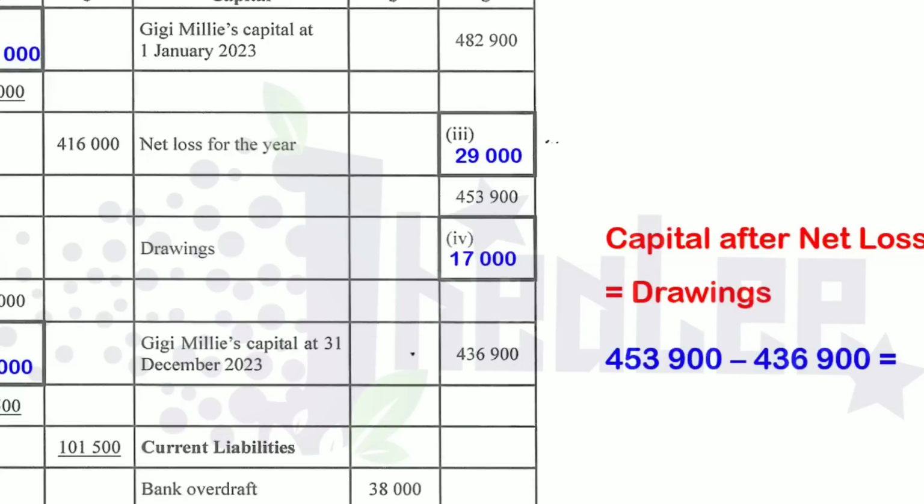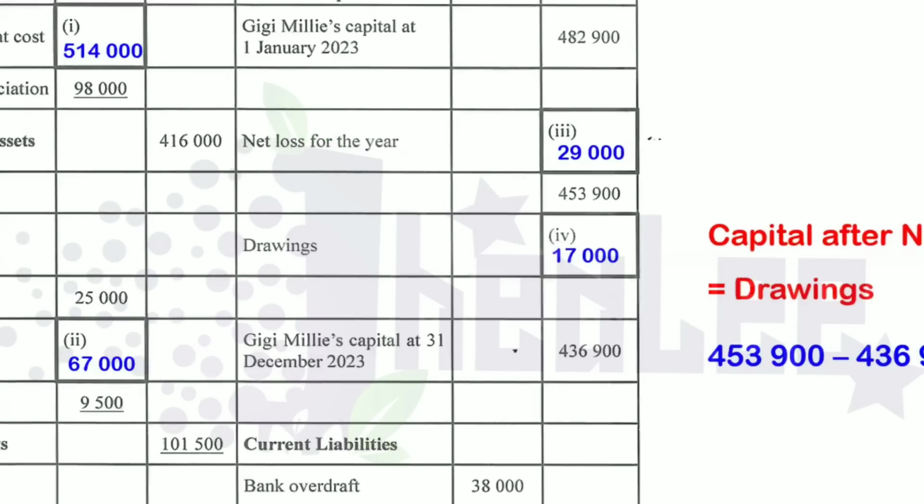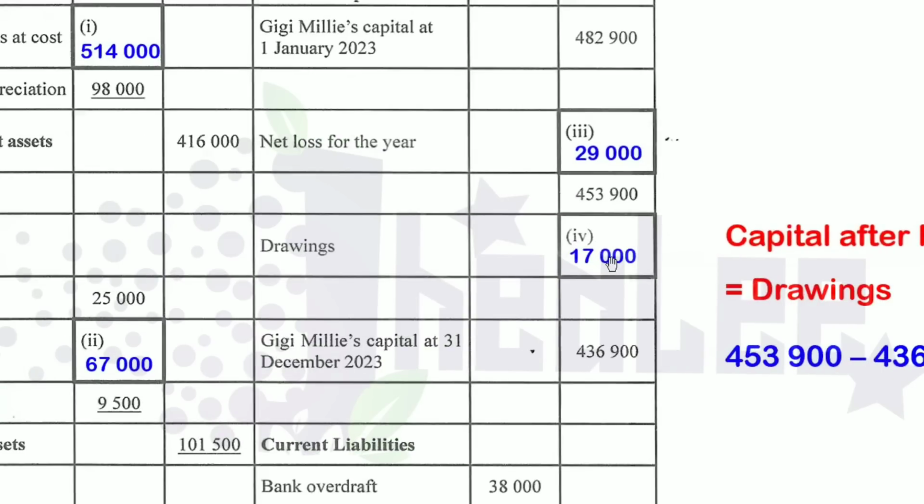And of course, you can always double check, because if you should take this $17,000, remember, drawings decreases your capital, from the capital after it was adjusted for the net loss, you would get your closing capital of 436,900. So as soon as you pick up the items and you put in the value, don't forget that you can double check to see if you're on the right path.